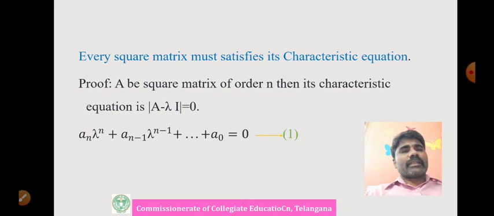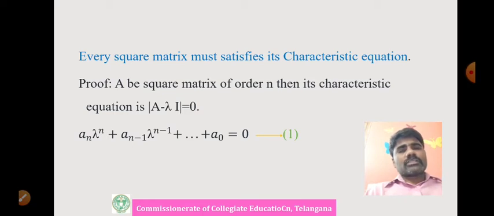Let A be a square matrix of order n, and its characteristic equation is given by determinant of A minus lambda I equals 0. Since the order of the matrix is n, the characteristic equation is of degree n. That means it consists of lambda power n, lambda power n minus 1, down to lambda and a constant. Let us take the equation in the form an lambda power n plus an minus 1 lambda power n minus 1 plus and so on up to a naught.